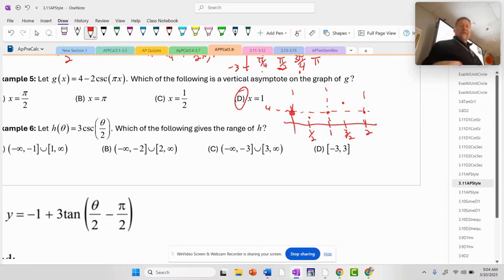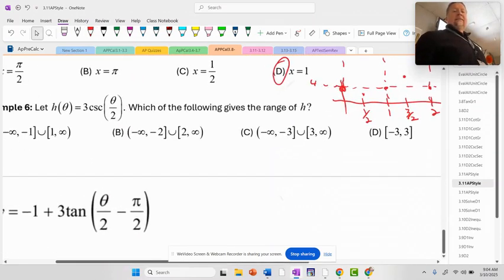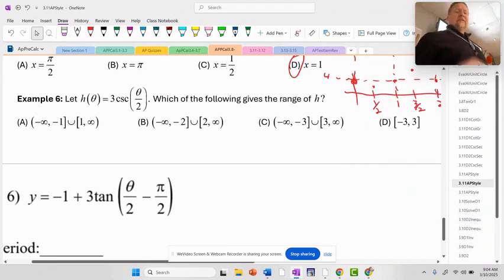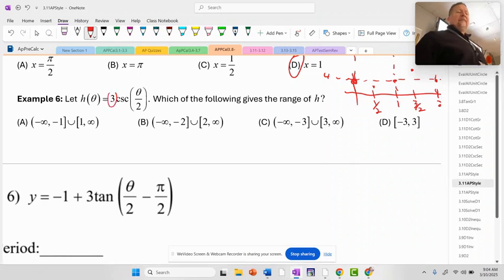How many people got that? All right, good. Last but not least, and I forgot to do this. I said I was going to do it last hour, but I didn't. I don't even need to find the period, but I will. 2 pi over 1 half is 4 pi. 4 pi, 2 pi, pi, 3 pi.